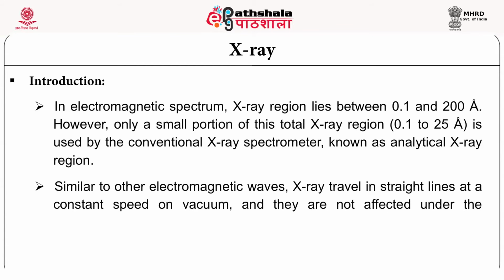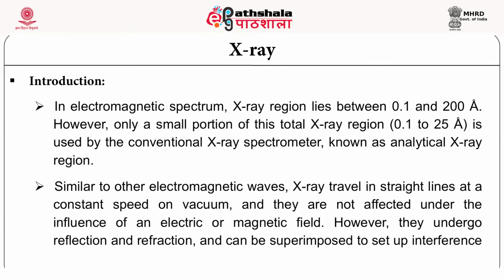Similar to electromagnetic waves, X-rays travel in a straight line at a constant speed in vacuum, and they are not affected by the influence of an electric or magnetic field. However, they undergo reflection and refraction and can be superimposed to set up interference patterns.